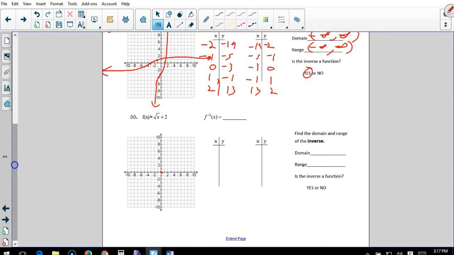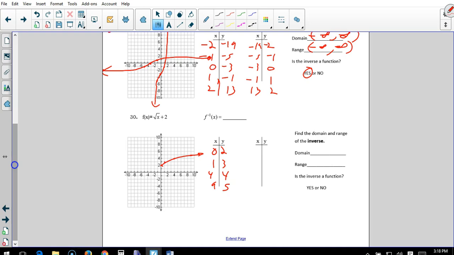So we know it's 0, 0, square root of 1 is 1, square root of 4 is 2, and square root of 9 is 3. So there is our square root. All we do is move this thing up 2 spots. That's all that happens. So now we have 0, 2. Instead of 1, 1, we have 1, 3. Instead of 4, 2, we have 4, 4. And instead of 9, 3, we have 9, 5.